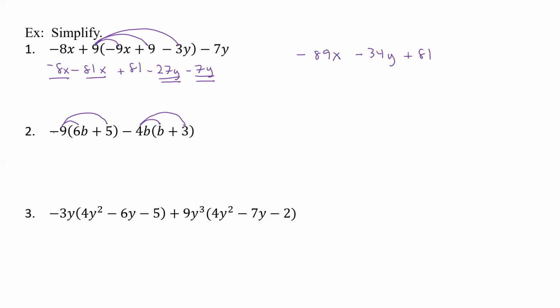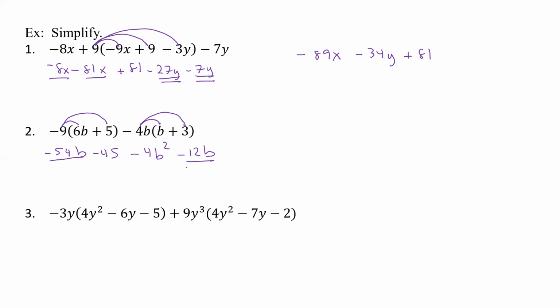Same with the 9. So we have a negative 9 times a 6, so we get a negative 54b. And then we have a negative 9 times 5, so that's going to be negative 45. Here we have a negative 4b squared because we have b times b. And here we have a negative 4b times 3, so that's going to be a negative 12b. All right, so we do have common terms.